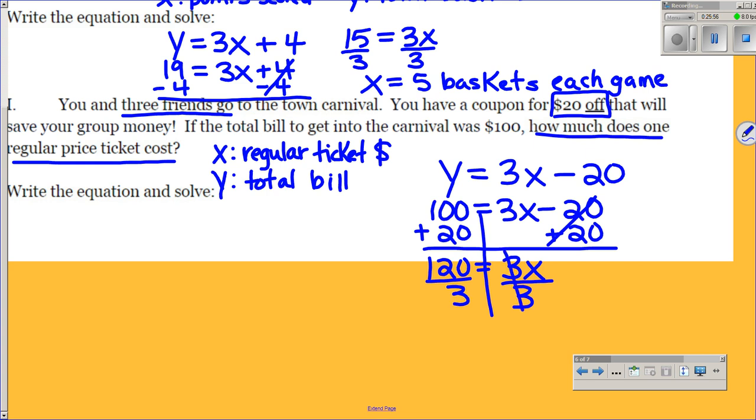3 divided by 3 is 1x, so we have our x by itself, so we know x equals 120 divided by 3 is 40. And remember, this is representing the cost of a ticket, so this would be $40 per ticket. That's the regular price before the discount.